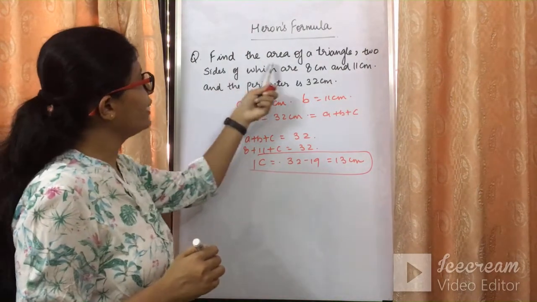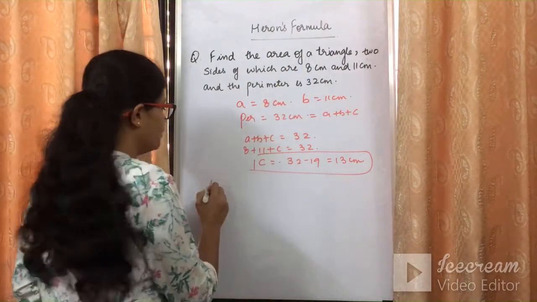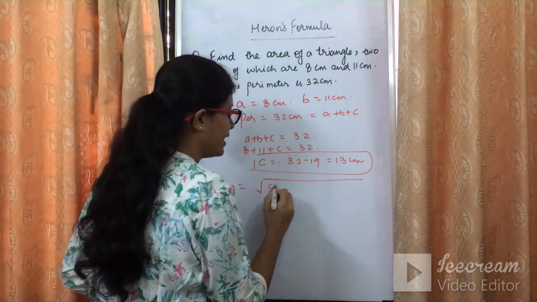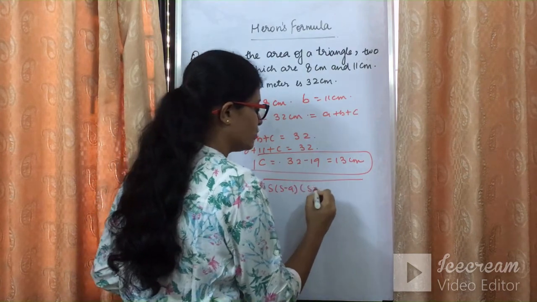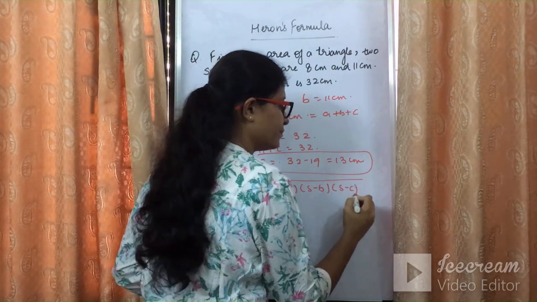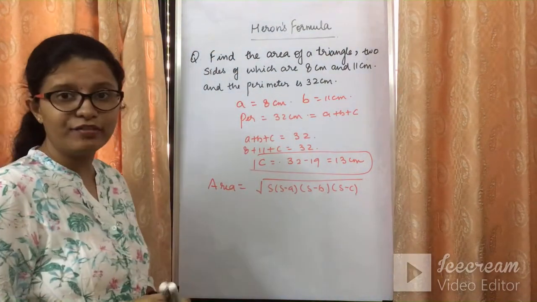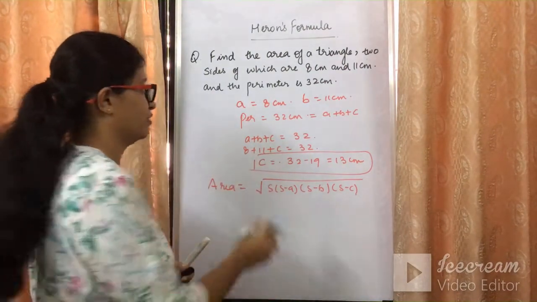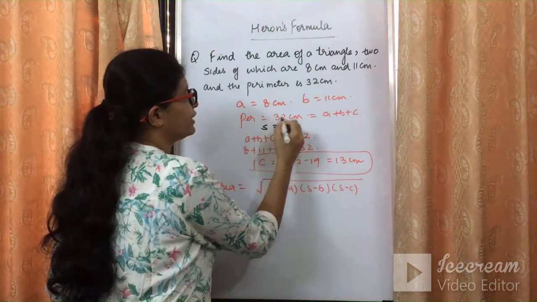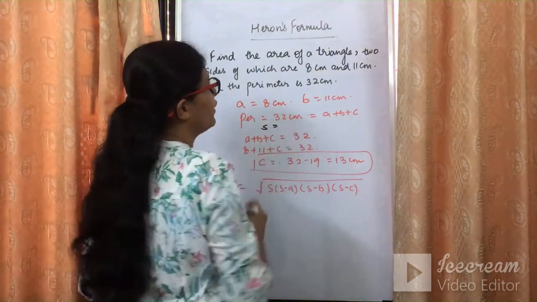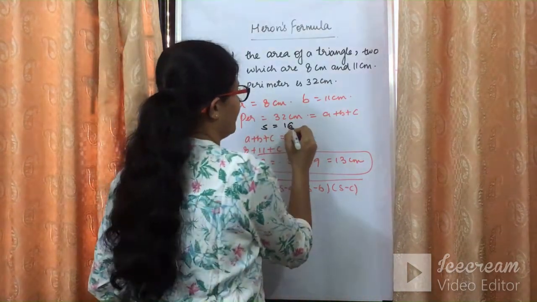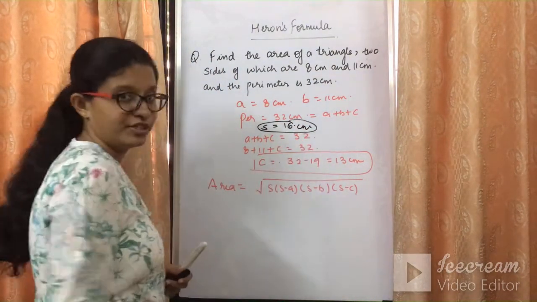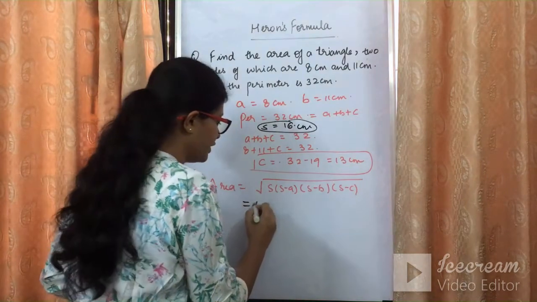I need to just find the area of the triangle. The formula for the area of the triangle is under root of s into s minus a into s minus b into s minus c. Do we have A, B and C with us? And we can take out s. s is nothing but the semi-perimeter. The perimeter is given to you as 32, and 32 divided by 2 will give me 16. Right? So 16 centimeters is my semi-perimeter. Just substituting the values over here.